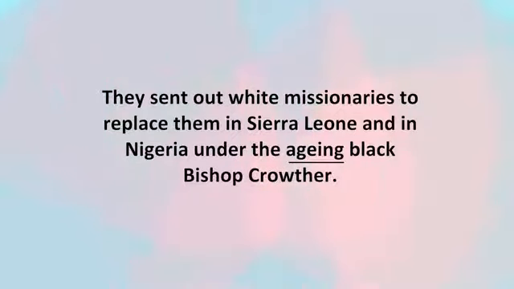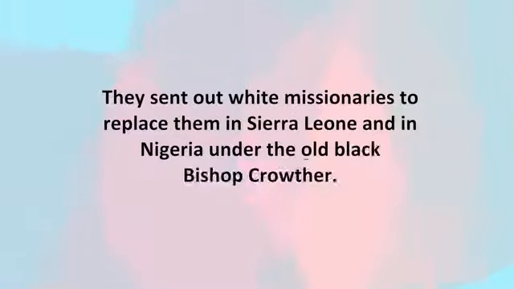"They sent out white missionaries to replace them in Sierra Leone and in Nigeria under the aging black Bishop Crowther." The word that I will put in there in place of aging is old. Now listen to me if I put old in that sentence: "They sent out white missionaries to replace them in Sierra Leone and in Nigeria under the old black Bishop Crowther." So I've used old to replace aging.